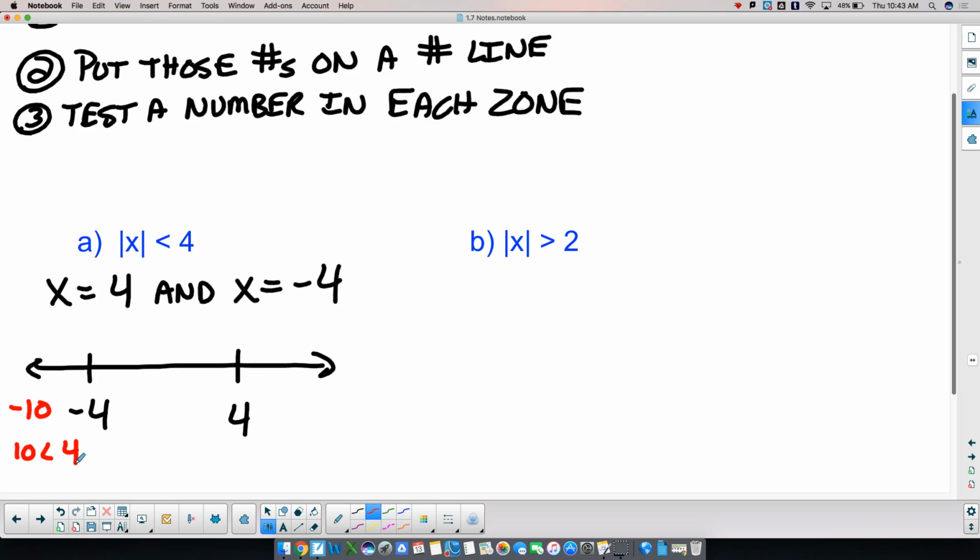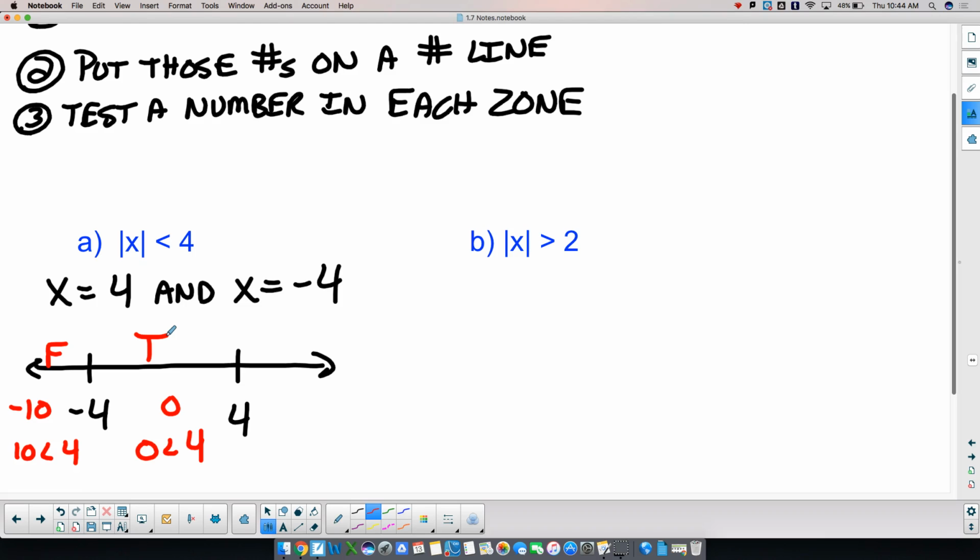No, that's false. So this zone gives me a falsitude. Okay? Pick a number in the middle zone. 0. 0 is a good one to pick. Absolute value of 0. Absolute value of 0 is 0, right? Is 0 less than 4? That's a true statement. So we've got truthiness in the middle zone.